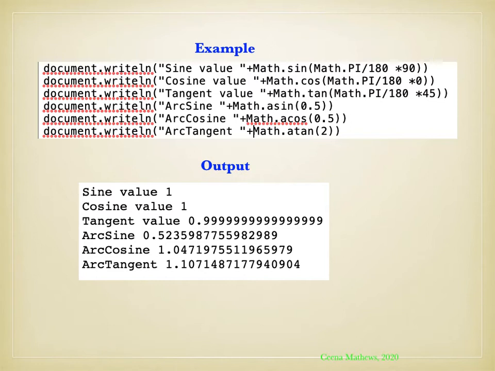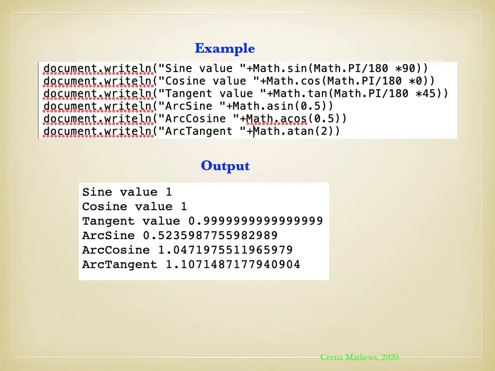In Math.sin, I have used Math.PI here, in order to convert the angle into radians you have to use the formula pi by 180 into x, that is the angle. So here instead of using 3.14 as the constant, I have used the property of the Math object, which is Math.PI slash 180 into the angle I am going to use, 90 degrees. So that has been converted into radians, and the result you can see sine value is printed as 1.